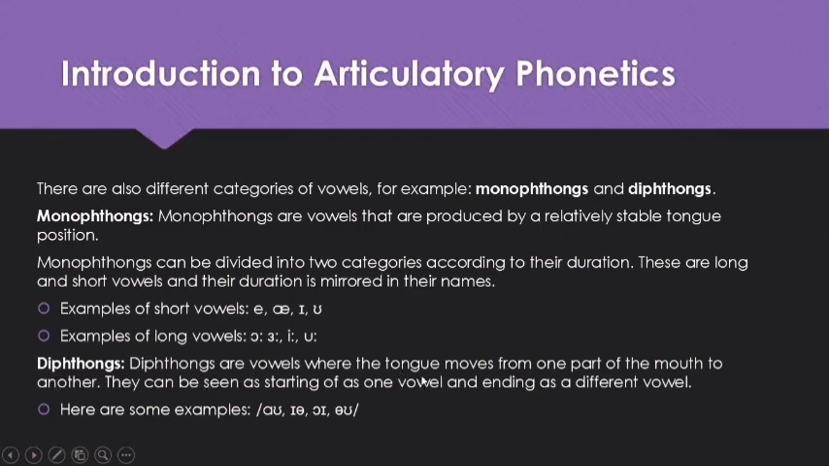Diphthongs are vowels where the tongue moves from one part of the mouth to another. They can be seen as starting off as one vowel and ending as a different vowel. Here are some examples like this.